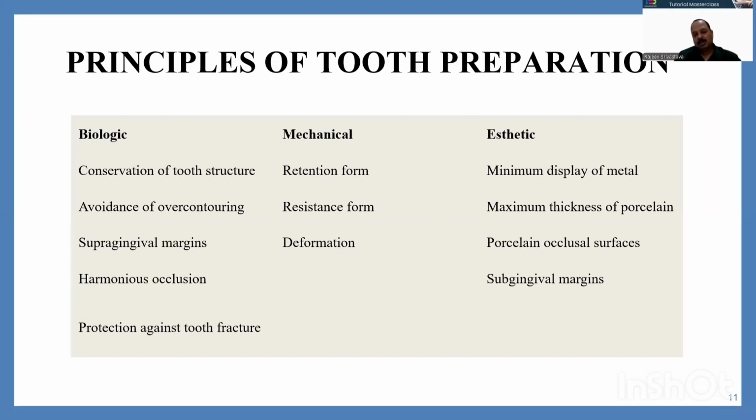Still, we follow all these things. And before preparing the teeth, you should follow all the principles of tooth preparation: the biological, the mechanical and the aesthetic, conservation of tooth structure, avoidance of overcontouring, your margins, your retention form, resistance form, your thickness of the metal, your thickness of the porcelain, your thickness of your zirconia core, and the thickness of your build-ups. All these things have to be taken care of while doing the tooth preparation.